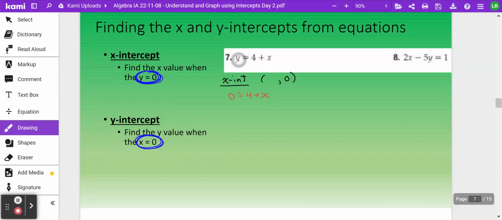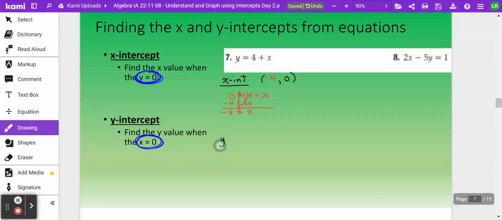All I did is put a 0 in that spot. And I solved this equation, just like we were doing in Unit 2. Minus 4 on both sides. I get negative 4 equals x. So what's my x-intercept? Negative 4, 0.